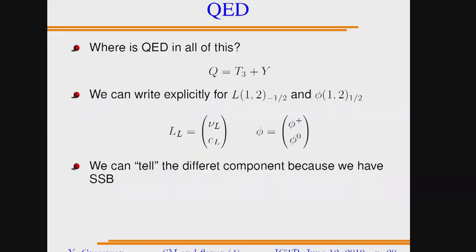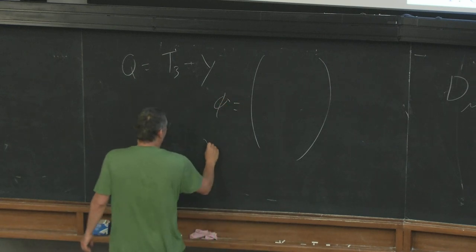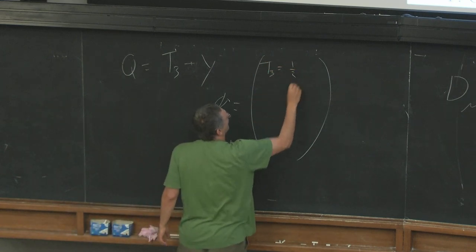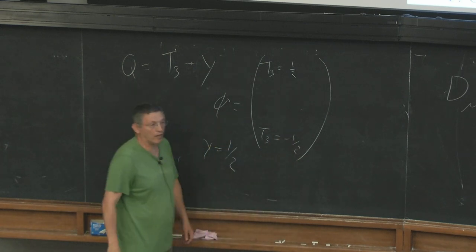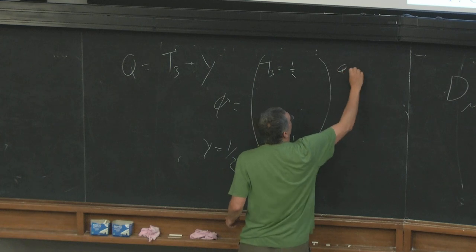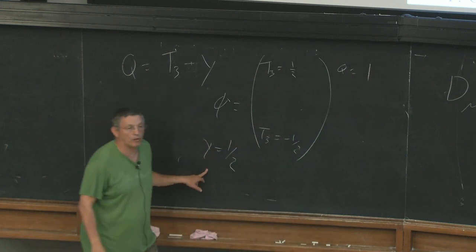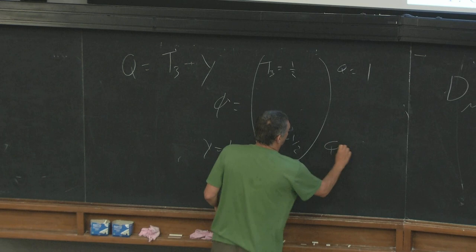So let's see what is the electric charge of the top component for the phi, for example. Let me write it here. So the electric charge is T3 plus Y. Okay, so let's look at the Higgs. So for phi, I have Y equal to a half. And what is the T3 of the top component? Here the T3 is a half, and here the T3 is minus a half. Okay? So what is the electric charge of the top component? What is the Q of the top component? It's half plus a half, so it's equal to 1. And what is the electric charge of the bottom component? It's half plus minus a half, which is equal to 0.